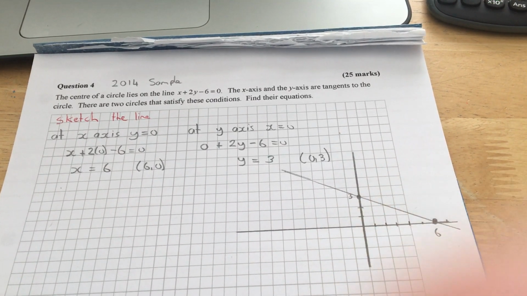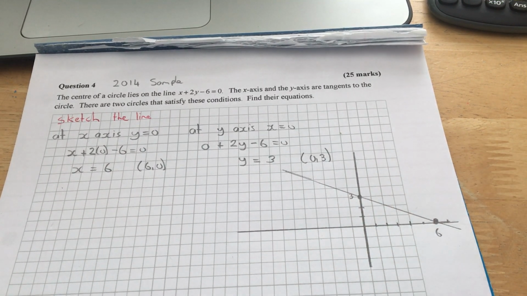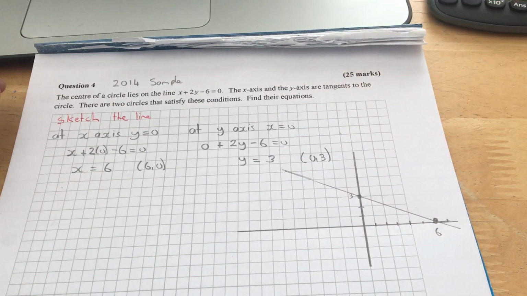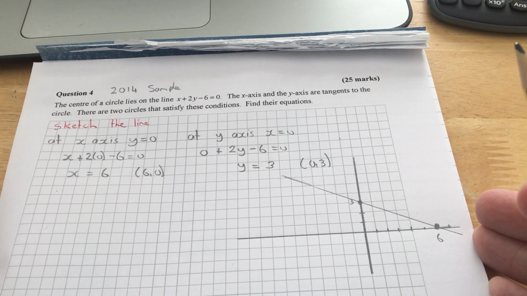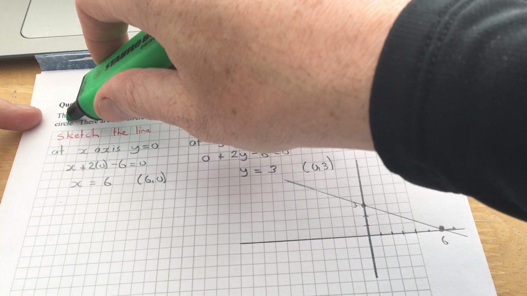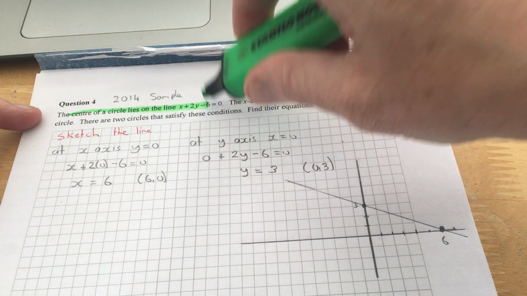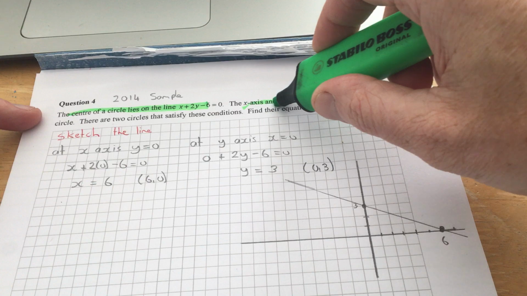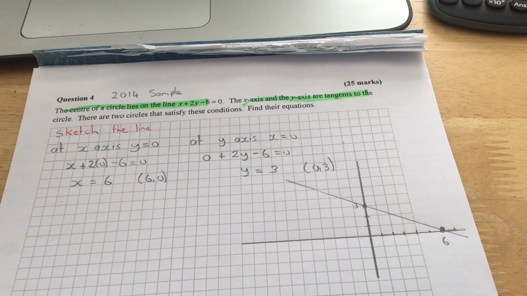Okay, so the 2014 sample circle question. The centre of the circle lies on that line. The x-axis and y-axis are tangents to the circle. So there's two key pieces of information: the centre of the circle lies on that line, and the x-axis and y-axis are tangents to the circle.